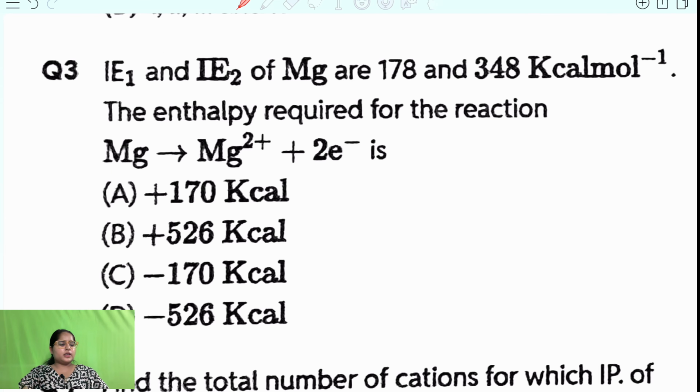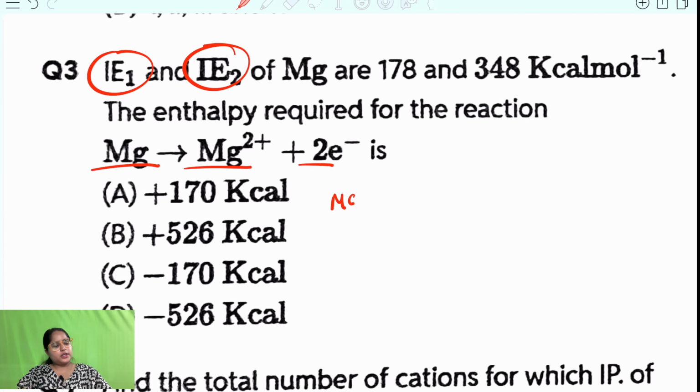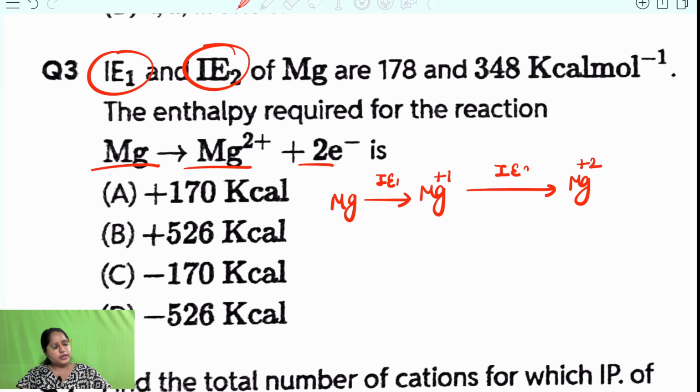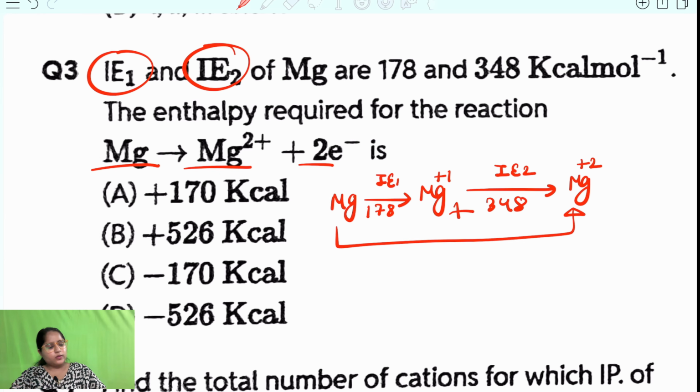Question number 3. First and second ionization energies of magnesium are given. The enthalpy required for the reaction Mg to Mg2+ plus 2 electrons. First ionization energy means magnesium removing one electron, I get Mg+. From Mg+ removing one more electron, I get Mg2+. The first and second ionization energies are given as 178 and 348. They are asking magnesium to magnesium 2 plus, so I will add these two: 178 plus 348. So I will get the 526 option.